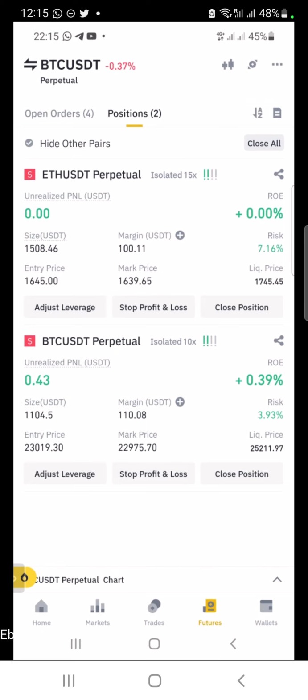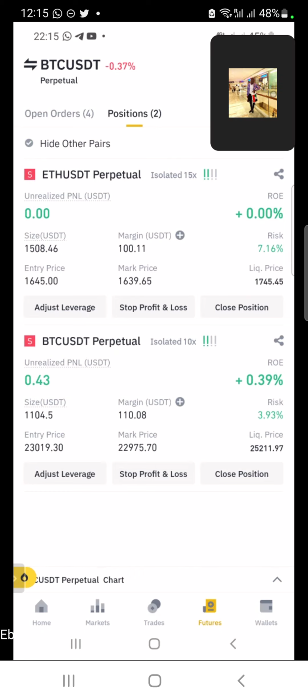Sorry, sir. How do you secure profit? You close your trade now. If you close the trade, you now wait again till it comes up before you enter another one. The kind of trade I enter.